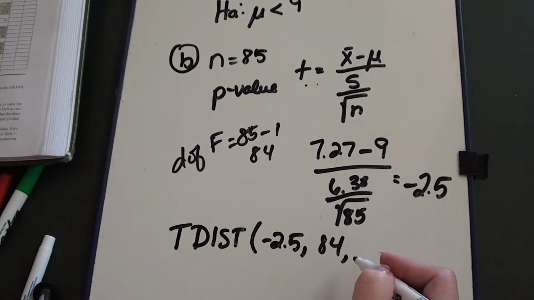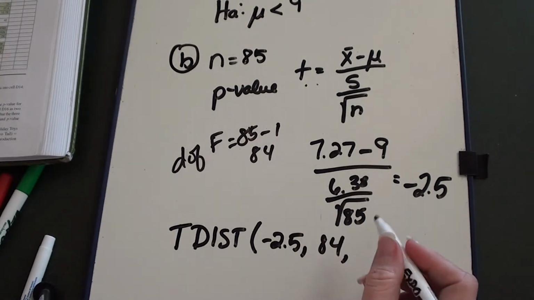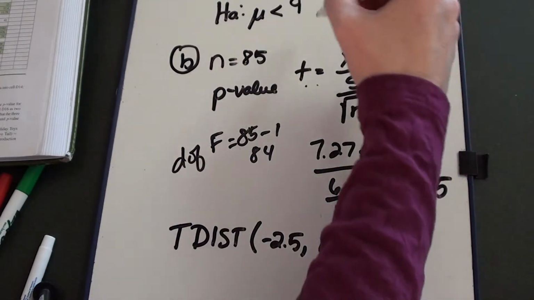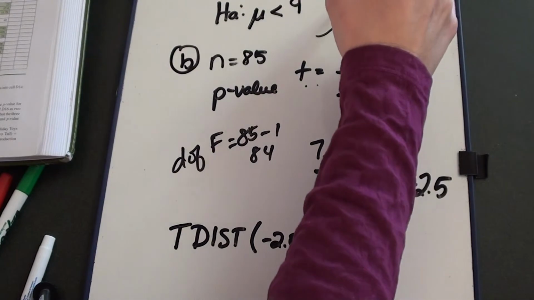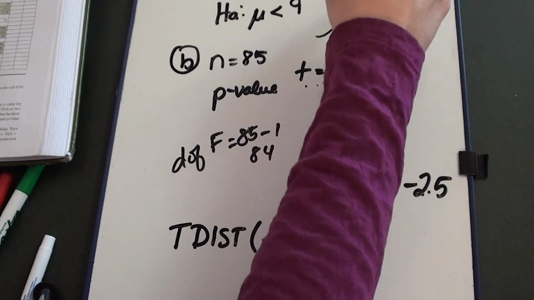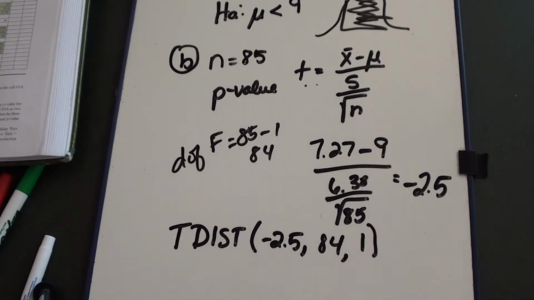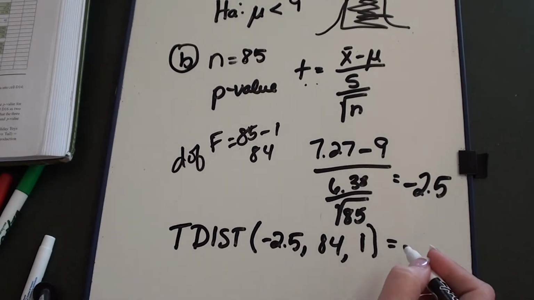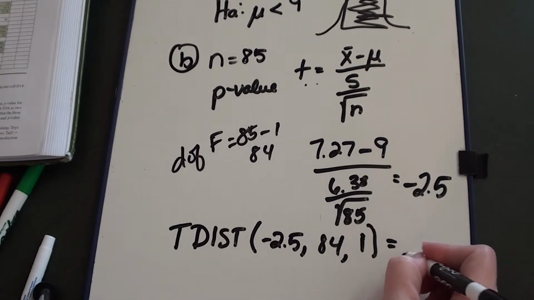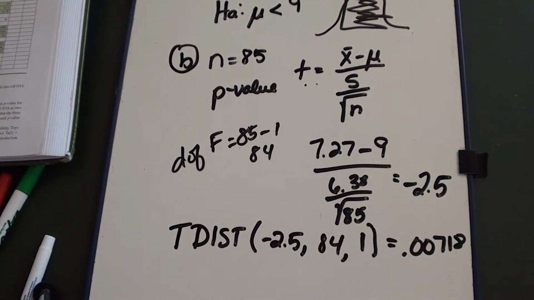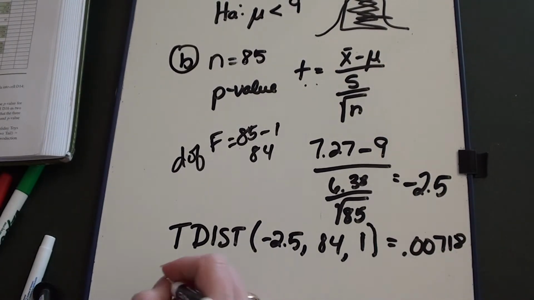And then the next thing asks if it's a two-tail or a one-tail. If it was an equal to here, it'd be a two-tail. But because we're looking for the probability of being greater than, then we have a one-tail. So when you put that into Excel, you get a p-value of 0.00718. Okay, so that's part B. We'll do part C here real quick.